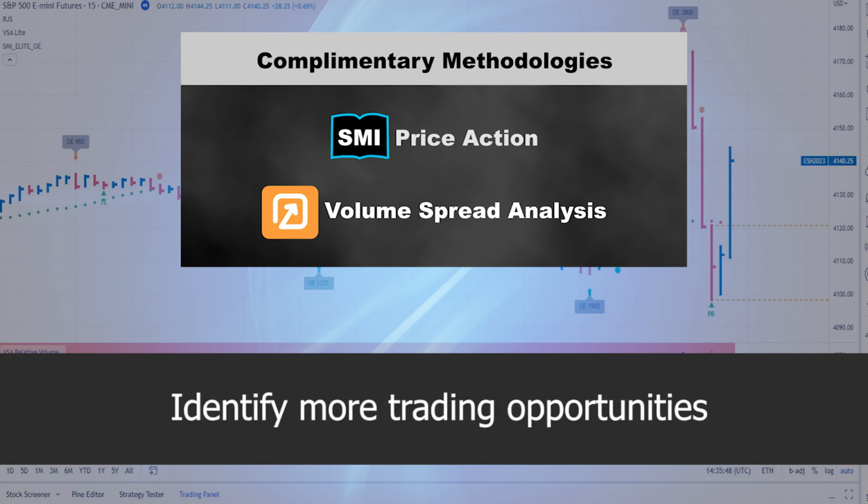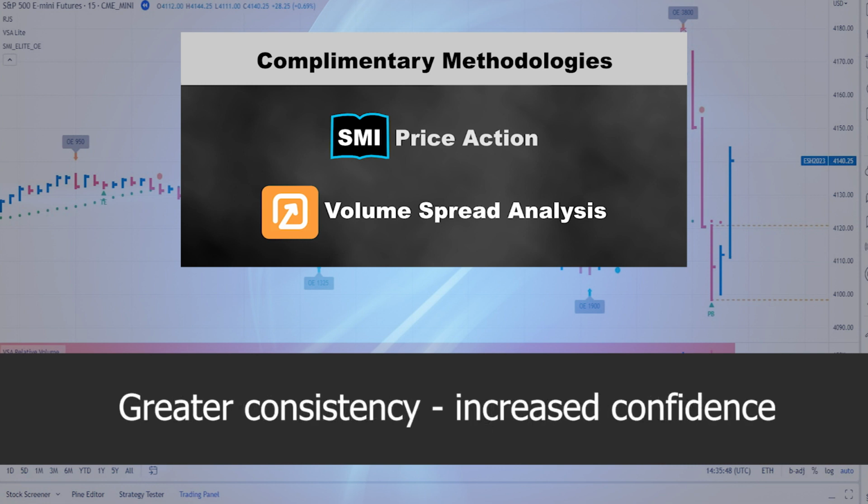By using the combination, we can identify trades which would not have been triggered by either methodologies on their own. And finally, by using both methodologies together, a trader benefits from greater consistency and increased confidence when trading any market in any time frame.